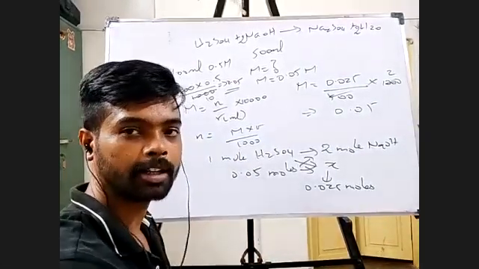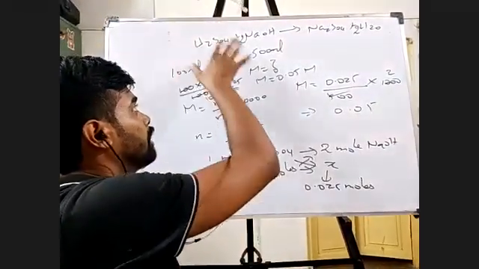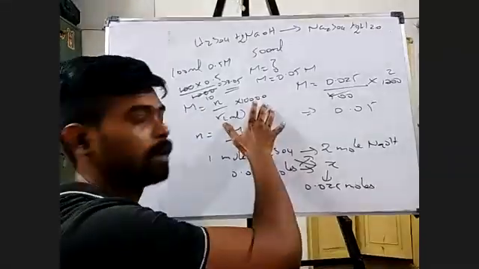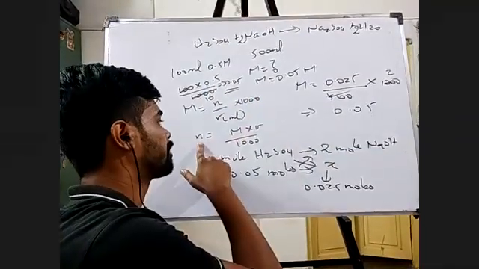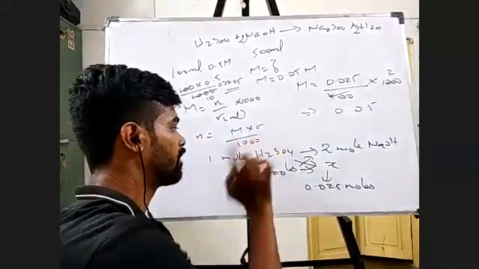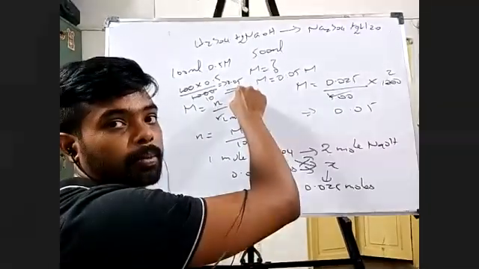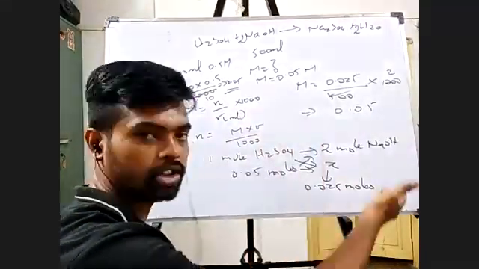What did I tell you? Convert everything in terms of number of moles. First I converted molarity and volume into number of moles using the formula: molarity is equal to number of moles over volume into 1000. So the number of moles will be equal to molarity into volume divided by 1000. So I found the number of moles of H2SO4 to be 0.05 moles. Then I went for the stoichiometry.